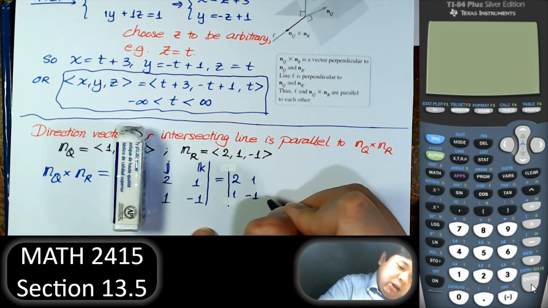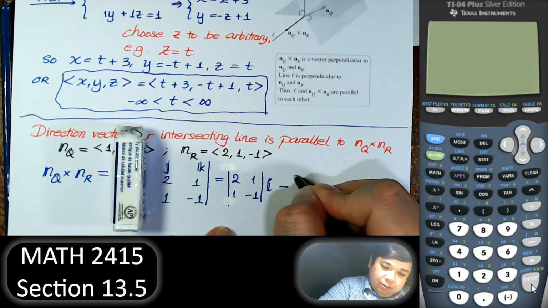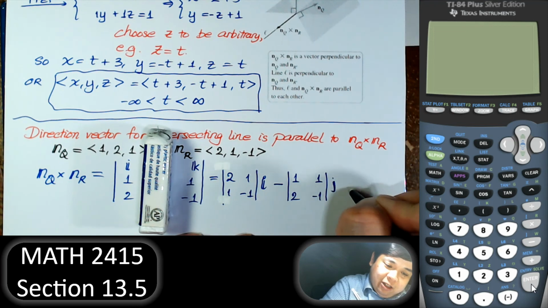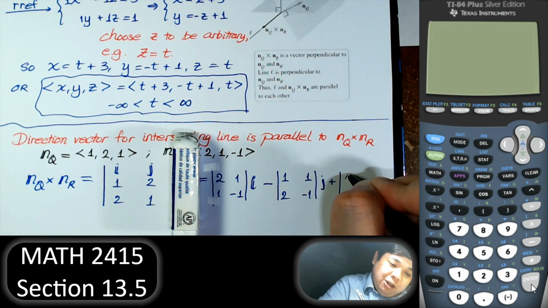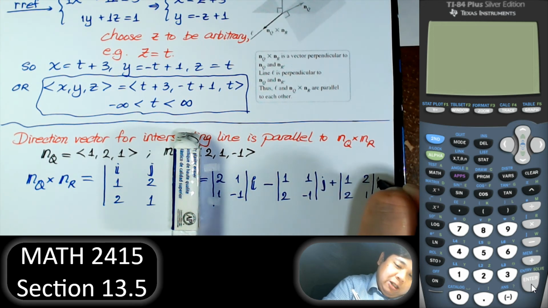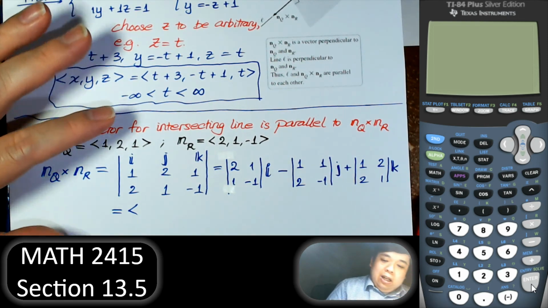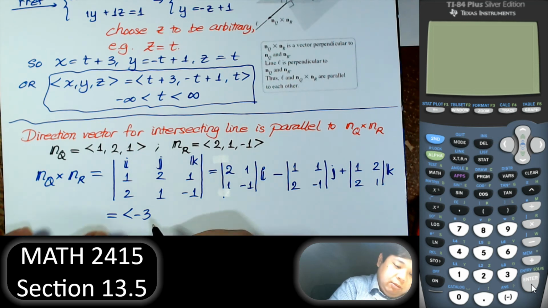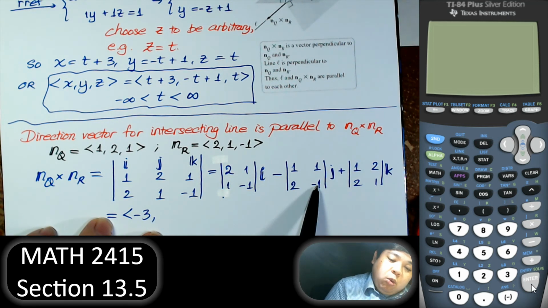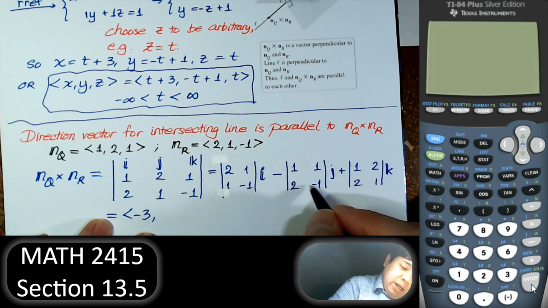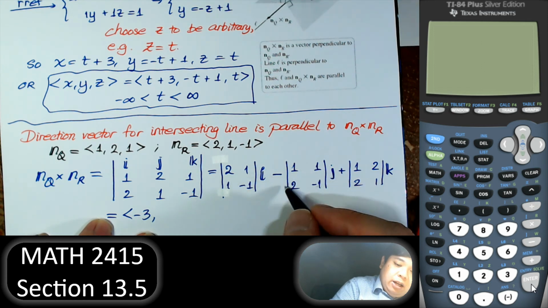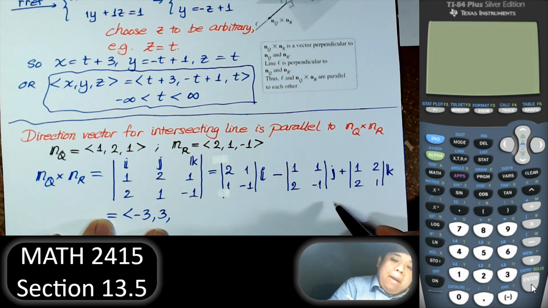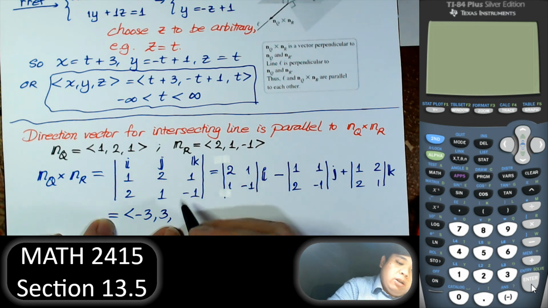So 2, 1, 1, negative 1, I, minus 1, 1, 2, negative 1, J, plus 1, 2, 2, 1, K. So 2 times negative 1 is negative 2, and minus 1, so that's negative 3. Next, negative 1, negative 2, negative 3, but with an extra minus, so that is a 3. And then 1 minus 2 times 2, so 1 minus 4, minus 3.